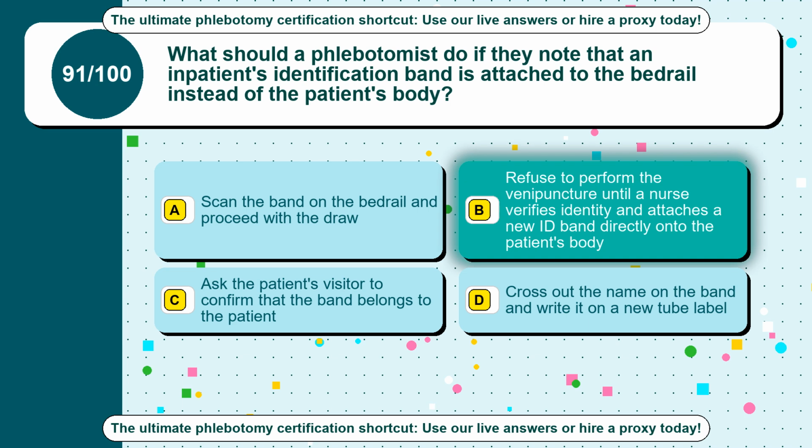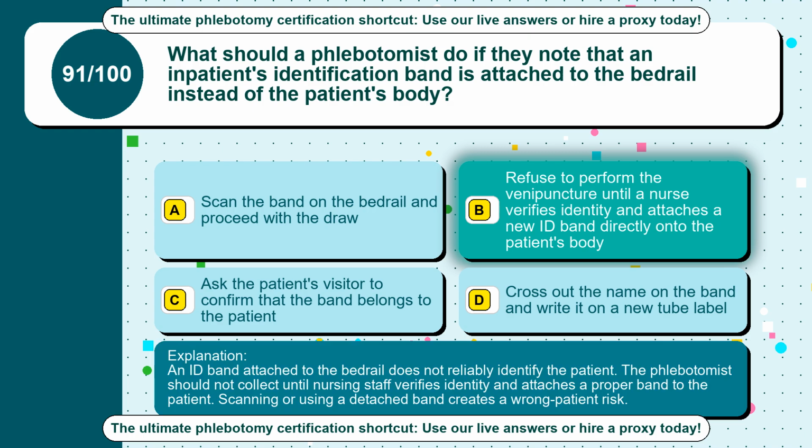The correct answer is option B. Refuse to perform the venipuncture until a nurse verifies identity and attaches a new ID band directly onto the patient's body. An ID band attached to the bed rail does not reliably identify the patient. The phlebotomist should not collect until nursing staff verifies identity and attaches a proper band to the patient. Scanning or using a detached band creates a wrong patient risk.